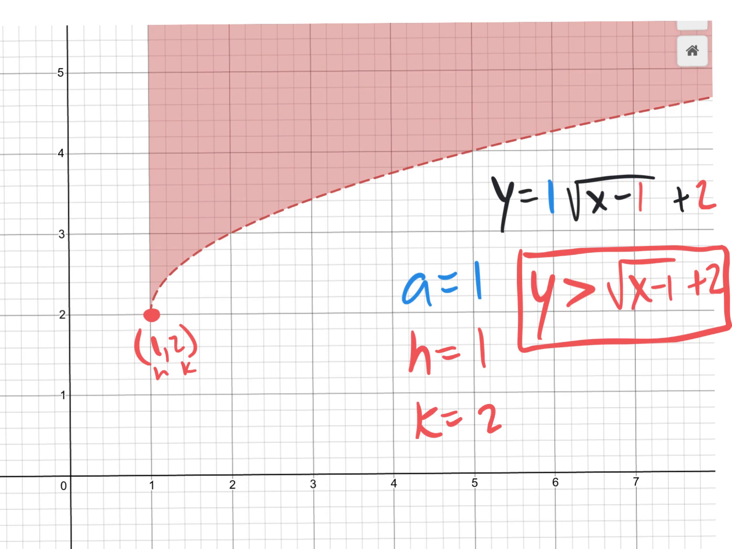Now, why is it just greater than? Because we could see dotted right here. The graph itself is not solid. If it would have been solid, there would have been a greater than or equal to. Or if it would have been shaded below, it would have been less than, right? Or if it would have been solid and shaded below, less than or equal to. Let's try another one of these.